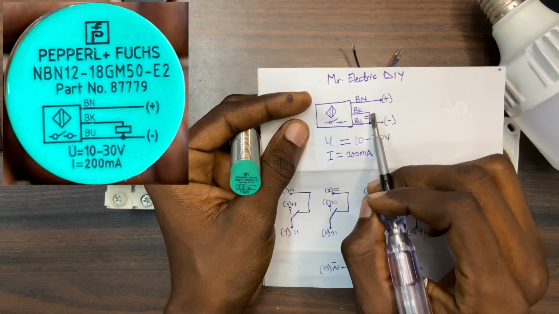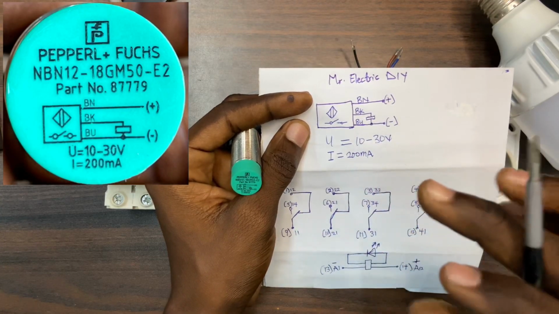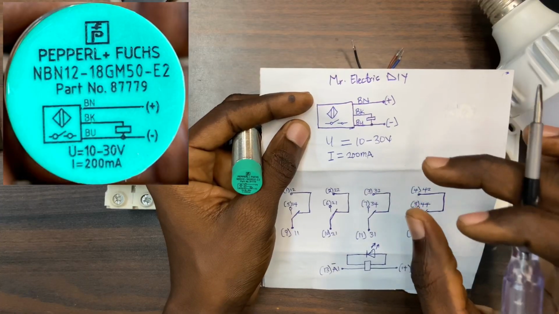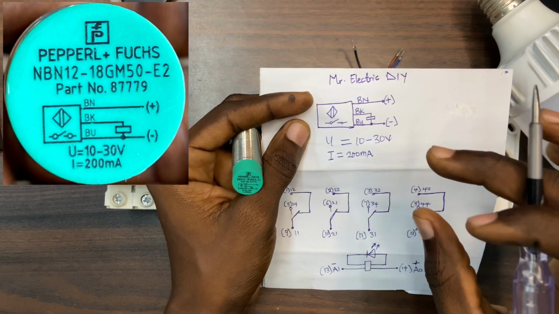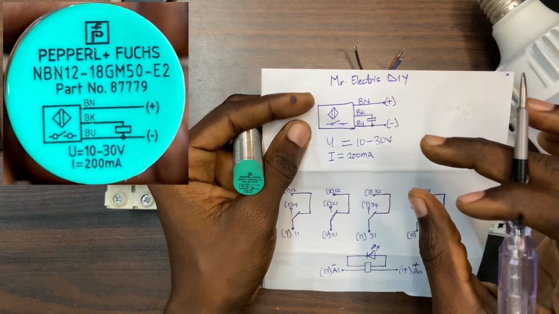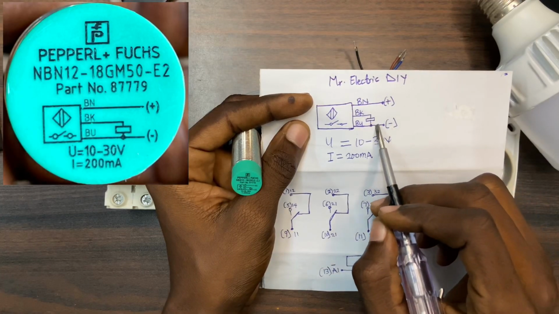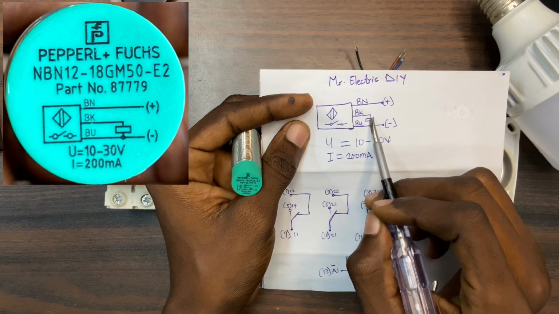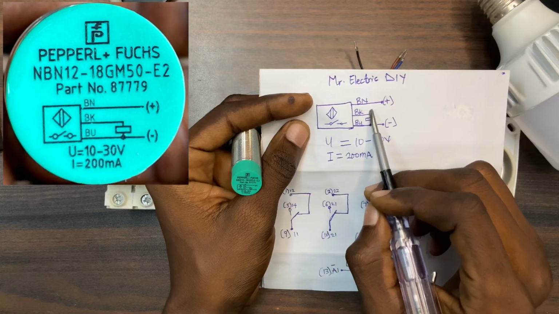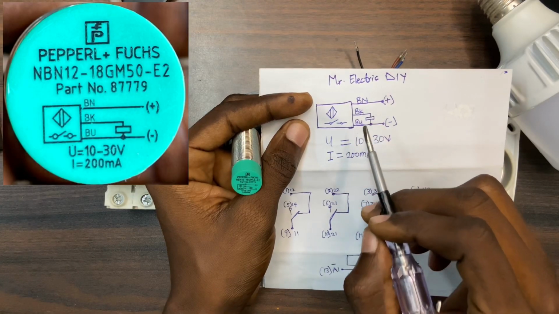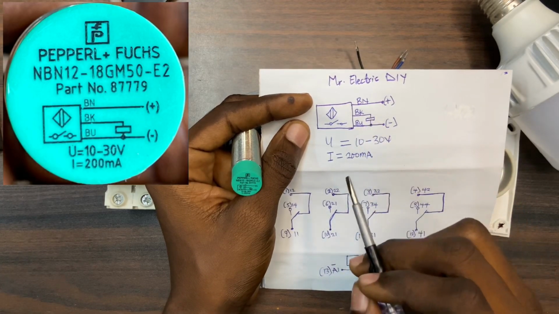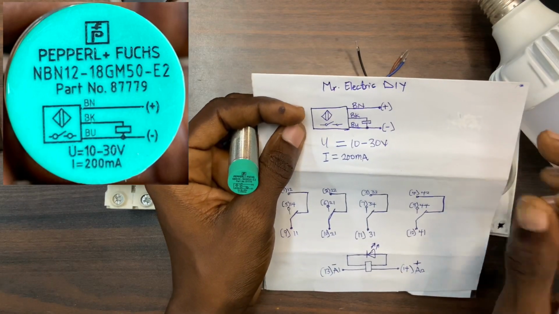That's the output. So for the proximity sensor to work, you have to connect the positive and the negative to a load before it will work. So technically, if you have the negative connected to the load and this is another line coming to the load, then technically this side is the positive. That's the way it works.